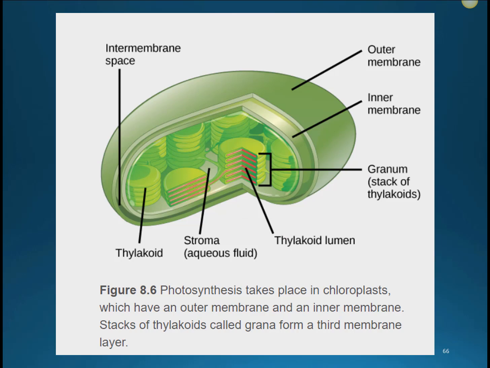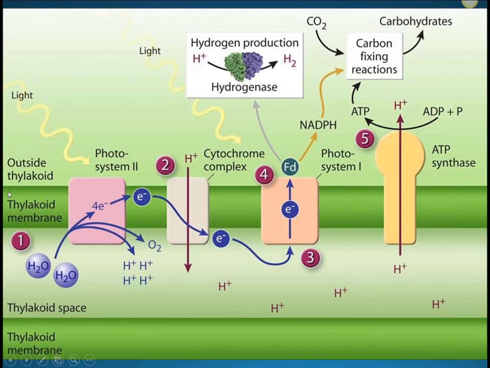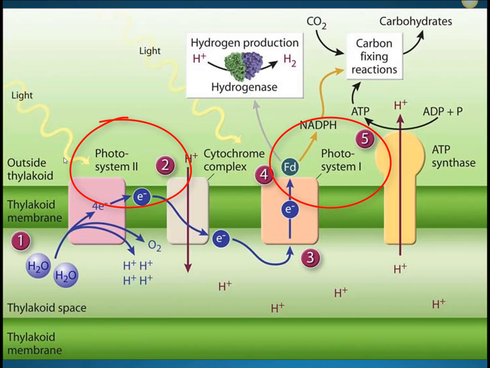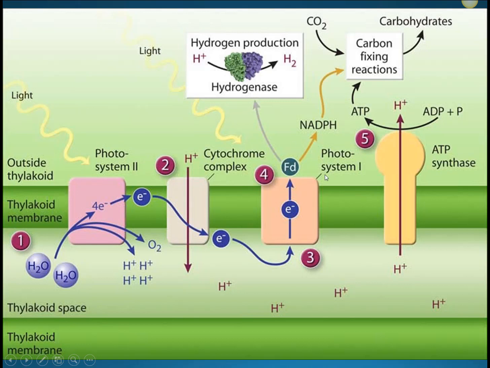Now, if we look even closer at the thylakoid membrane, so this is the membrane of one of those pancake-like structures, you see that there are two areas, the thylakoid membrane and the thylakoid space. So you have two photosystems in the thylakoid membrane, photosystem 1 and photosystem 2. Remember that this is because of the way they were discovered, not the way that they work. It's actually photosystem 2 that is the first one, and photosystem 1 is the second one.